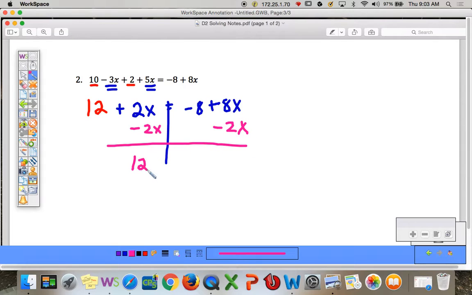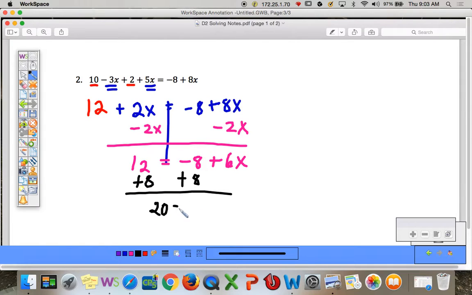We got 12 equals negative 8, and then if we add 8x minus 2x, that's 6x. Use opposite order of operations to solve. So we have a minus 8x and a multiplied by 6. Get rid of the minus 8 first by adding 8 to each side.